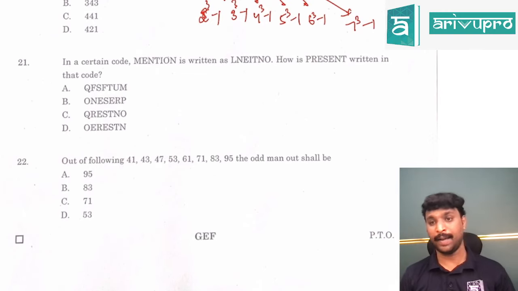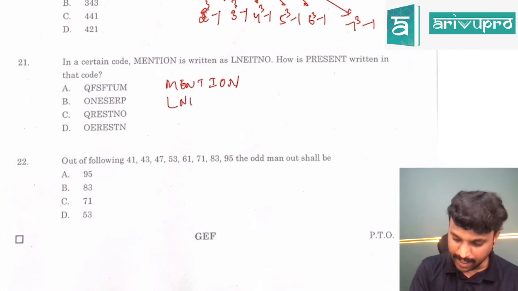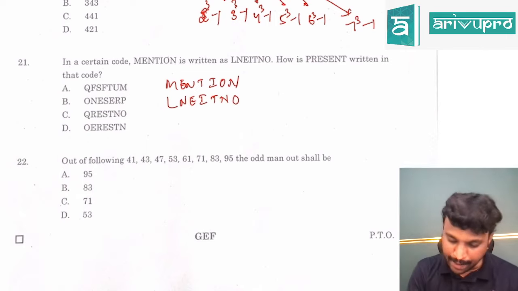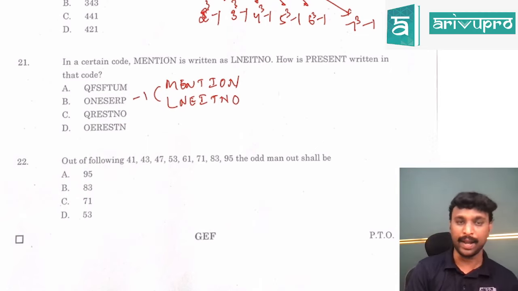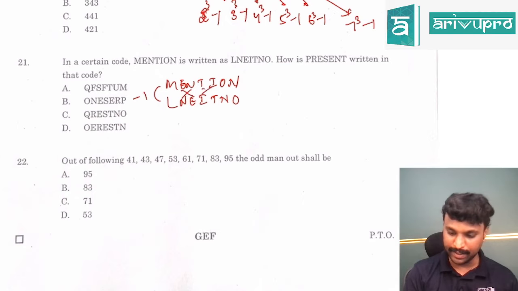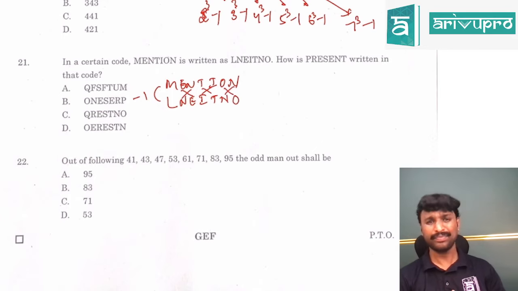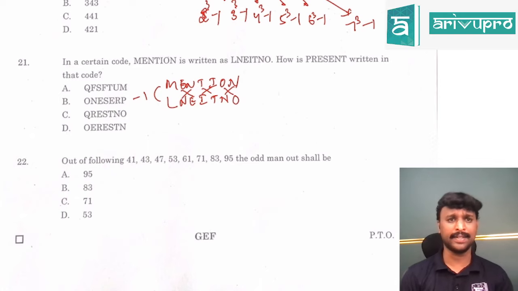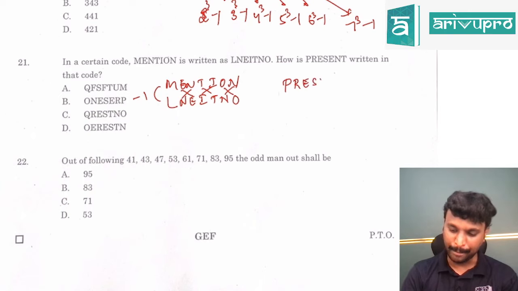This is about coding and decoding. They have given that MENTION is coded as L, N, E, I, T, N and O. Guys, if you look at M to L, it is minus 1, correct? M to L is minus 1. But if you see these two letters, they have interchanged. These two letters, they are interchanged. This is one of the questions discussed, I guess, right? We have discussed a similar question in the marathon. So the question they have asked is what? Present.